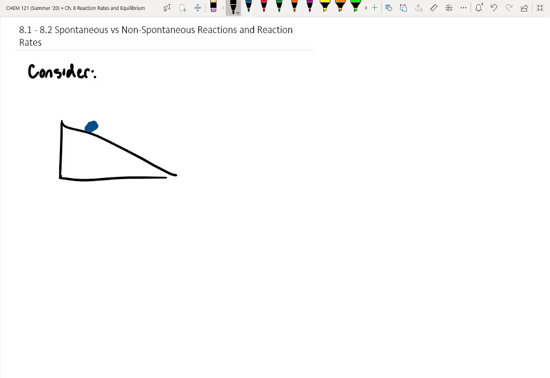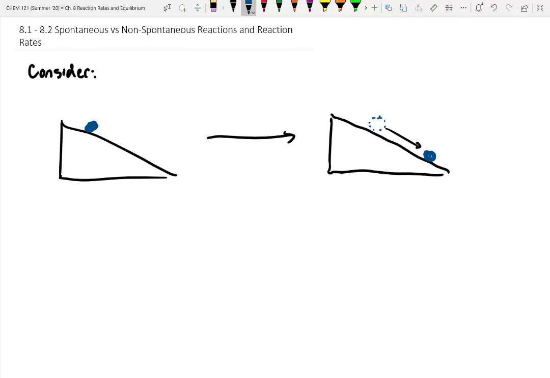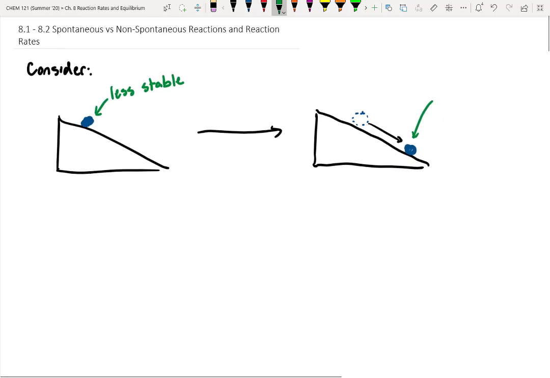Well, what do you think is going to happen over time? Most of you will probably infer that this ball is going to roll down the ramp, right? So it's going to go from its original location to a new location further down the ramp. There's a few ways we can describe this. Number one, we can say that this is less stable. It's not happy being up in that higher position. But over here, when it rolls down, it is more stable.